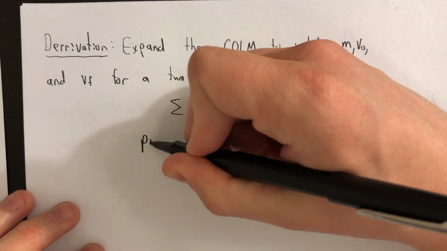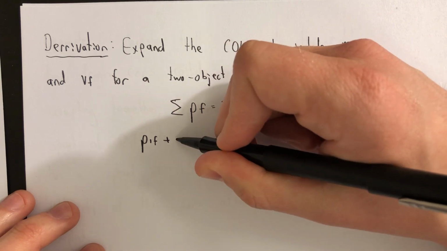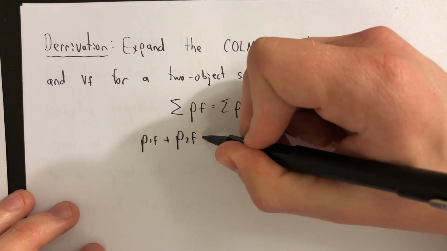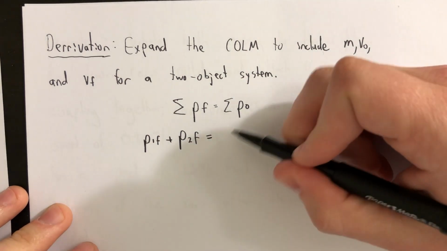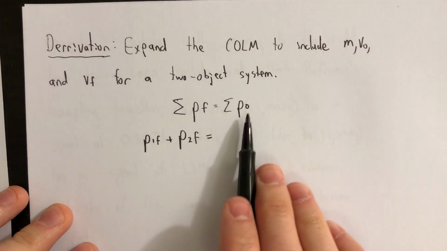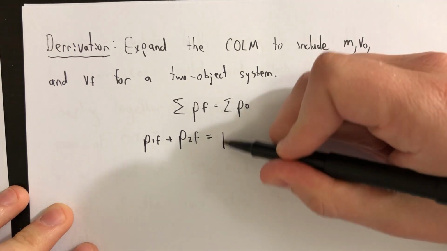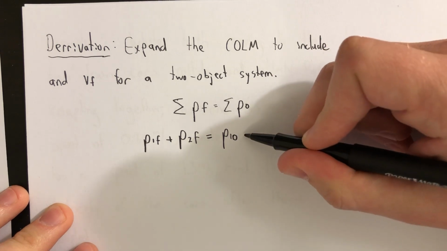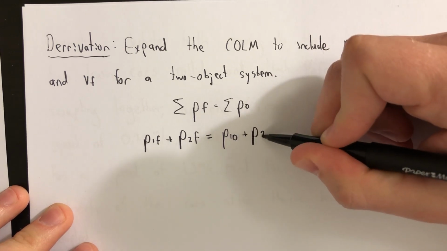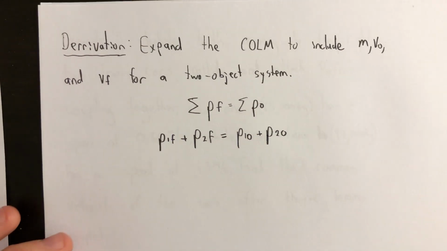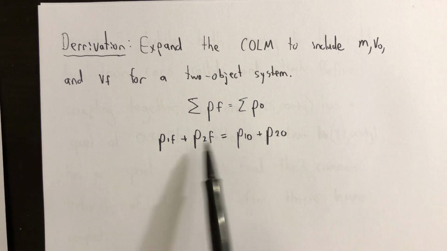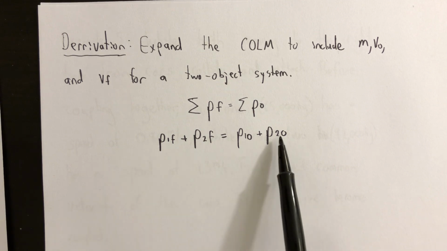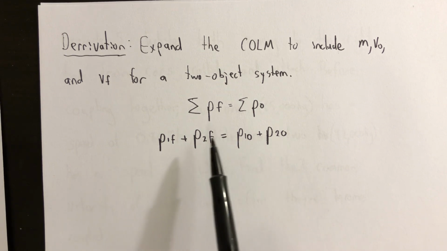It'll be P1F plus P2F. And in this two-object system, there's two pieces before as well. So the sum of our initial momentums is those two momentums added together. So we've made it a little more descriptive. We've got two objects. Object 1 has an initial momentum. Object 1 has a final momentum. Object 2 has an initial momentum, and object 2 has a final momentum.